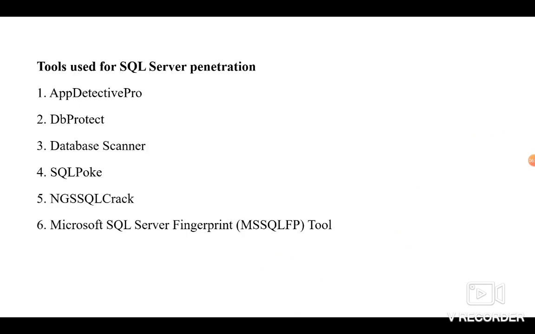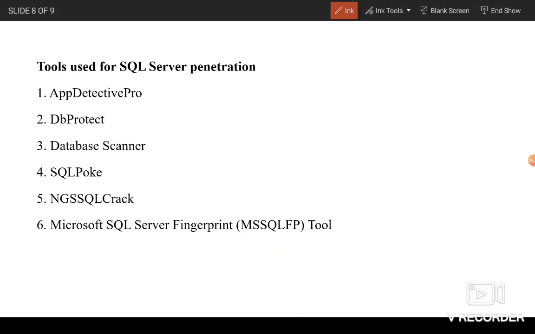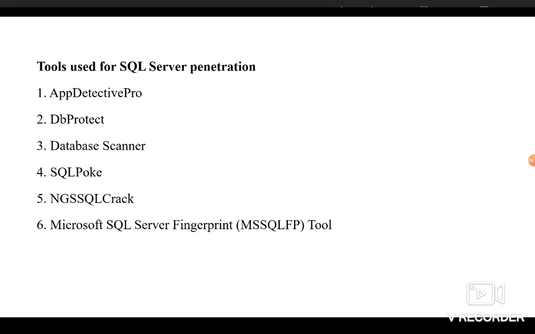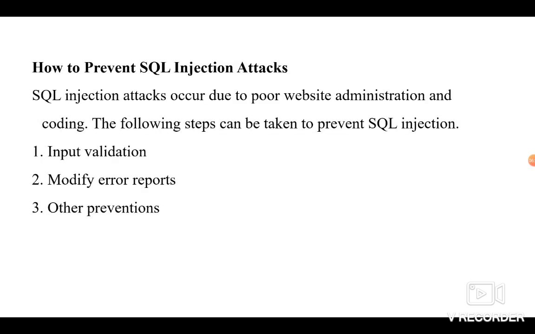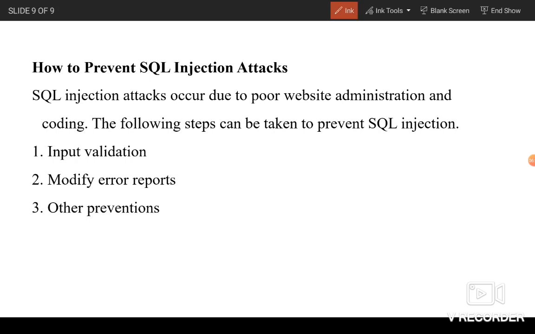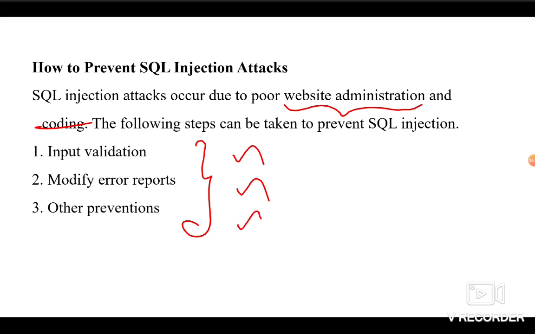So what are the tools used for SQL Server penetration? App Detective Pro, Database Protect, Database Scanner, SQL Poke. They are some tools which are used for SQL Server penetration. How can we prevent SQL injection attack? SQL injection attack comes because of poor website administration and poor coding. To prevent it, you have to go with input validation, modify the error reports, and other prevention methods.